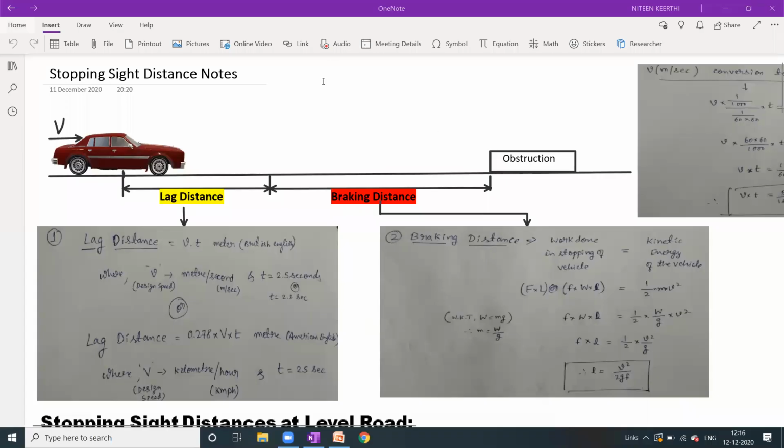Coming to the stopping sight distance, the analysis of stopping sight distance. I have prepared everything already because preparing it during the class may take time. Here you can see a vehicle, which is moving at some design speed V. What happens if I want to know the stopping sight distance? For example, this vehicle is moving on a level road.